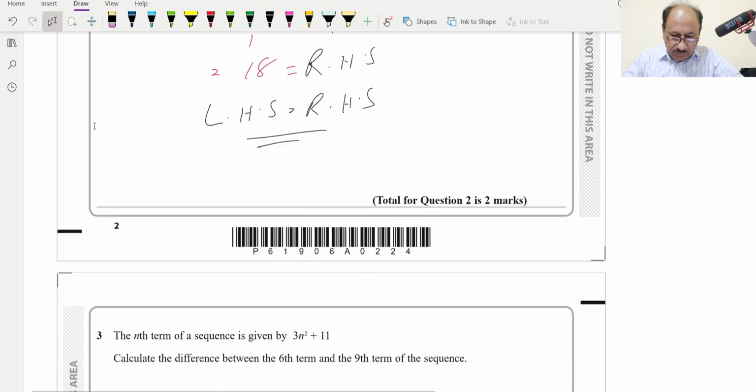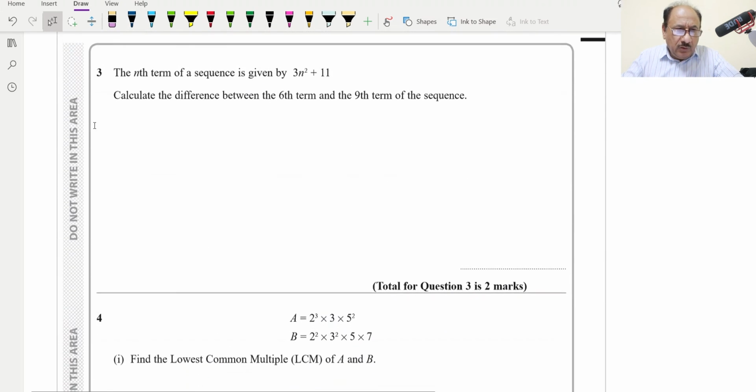Hopefully you understood this. Now question number 3. Question 3 says the nth term of the sequence is given. Calculate the difference between the 6th term and the 9th term. So the difference between these two terms is required. So first of all we can write the 9th term.